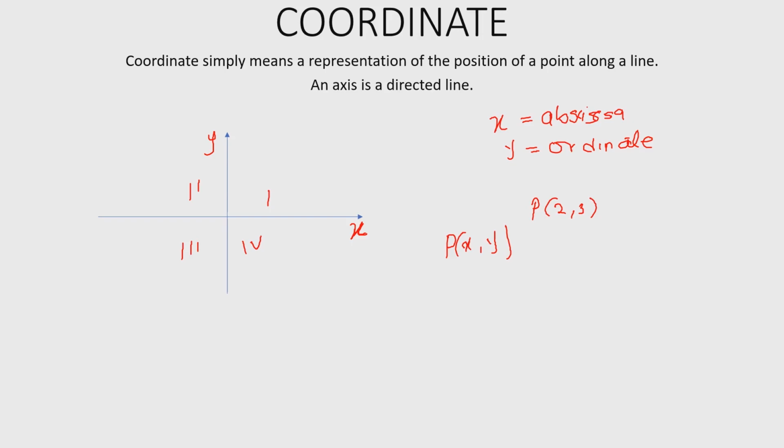What I'm trying to say is that this 2 is your x. You are going to locate 2 on your x axis, and then your y is 3, so you look for 3 on your y axis. Once you do that, you trace it, and where the two meet, that is your point P. Okay, so that is it.